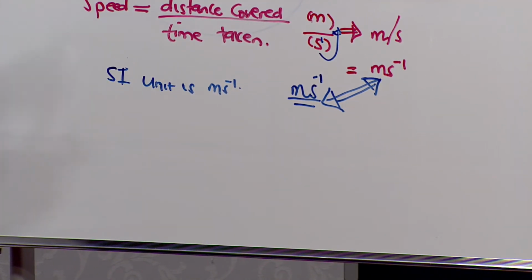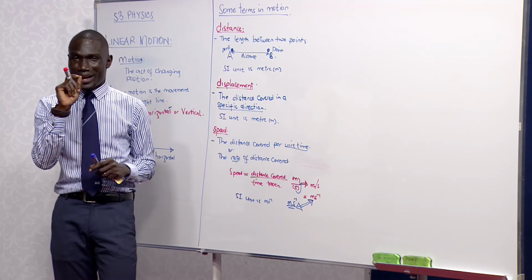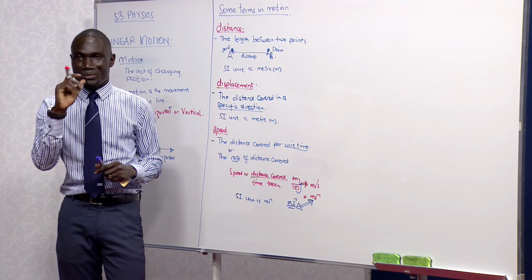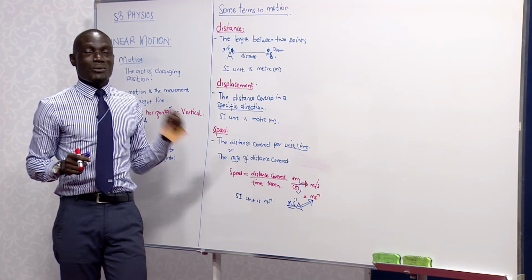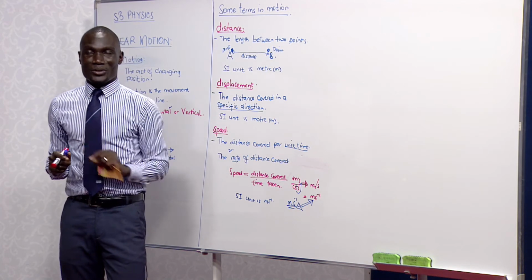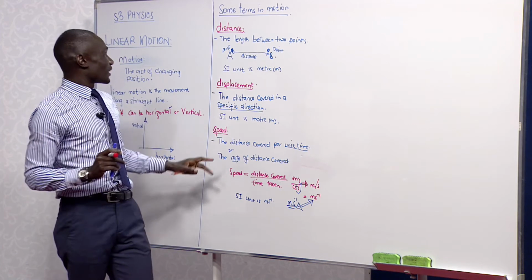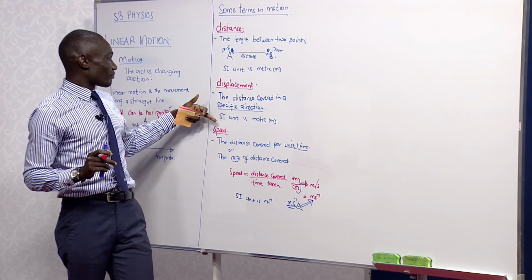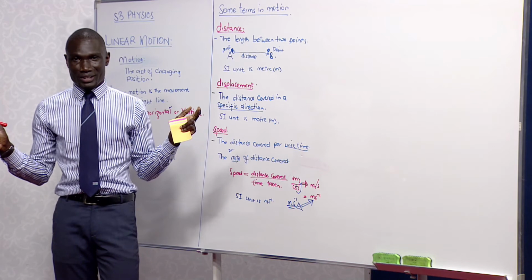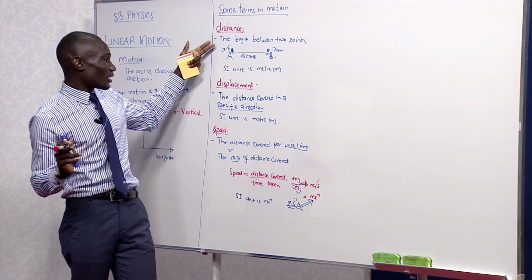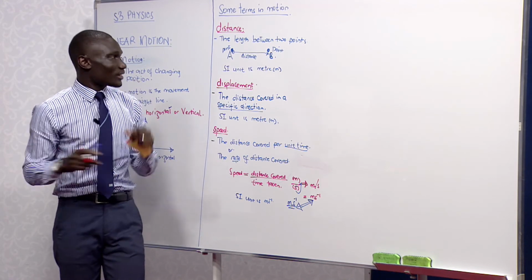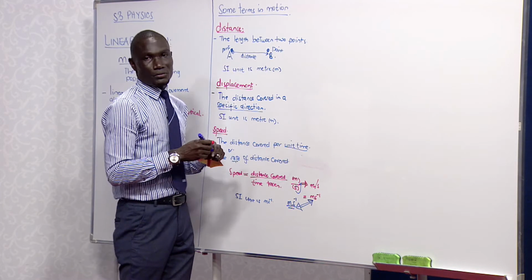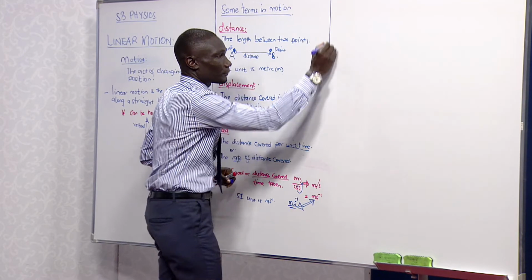Very good. The next term we want to look at is very, very important because it is closely related to speed. We call that velocity. I'm very sure this is a new term. Distance and speed have not been new really. I'm sure you've met these before. Maybe displacement is new for some of you, but velocity is another new term that we've got to discuss.